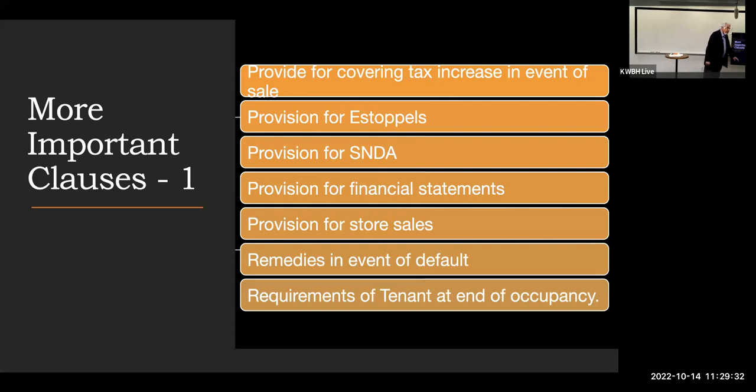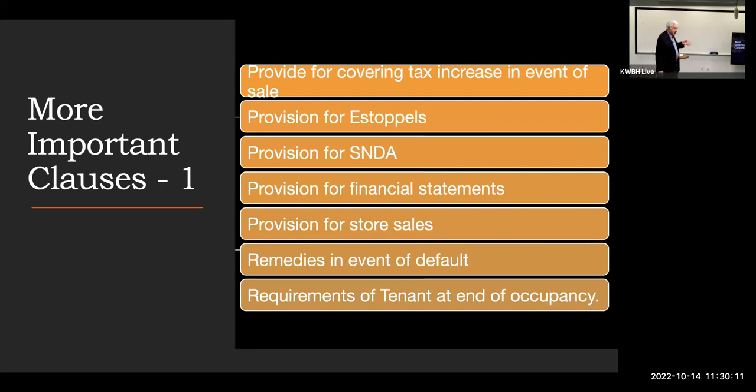Provision for financial statements. This is rare. I've seen so many triple net leases where the tenant doesn't have to report store sales, so the tenant doesn't have to provide financial statements. You go along 5, 10, 12 years, and the tenant goes under. You had no knowledge of what was going on with that tenant. Store sales are a good indication of what's happening. So at the very minimum, you want the tenant to report store sales on an annual basis.